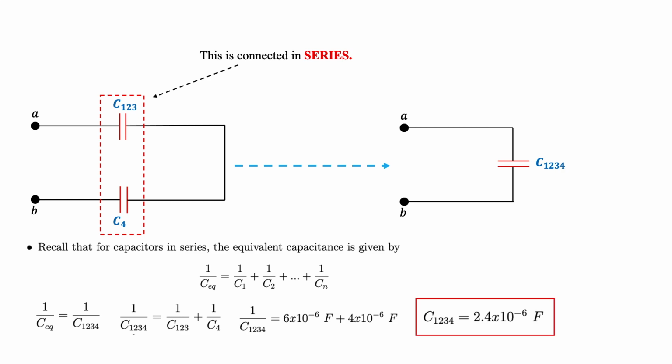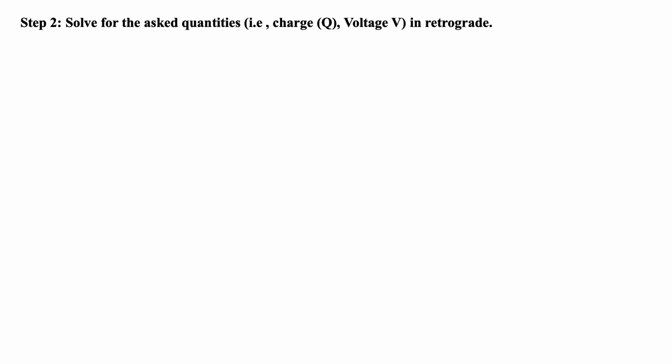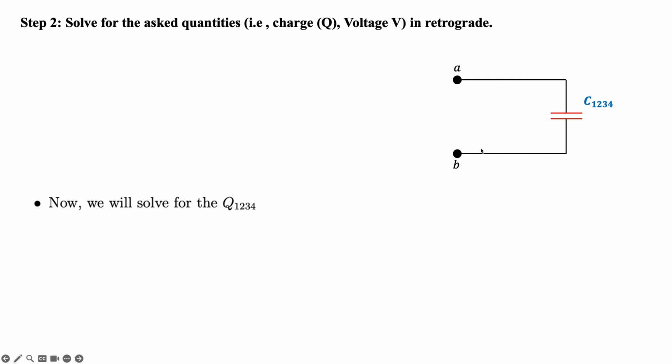Okay, now the next step is to solve for the charges Q and voltages V, and this is actually my term. I say you can solve this in a retrograde manner because we're going to solve it by reverting until we get the original network. So I start from the network of the simplest capacitor that I have distilled from all of the steps. It looked like this. From this, I have to solve for the total charge Q, in this case the Q subscript 1234.